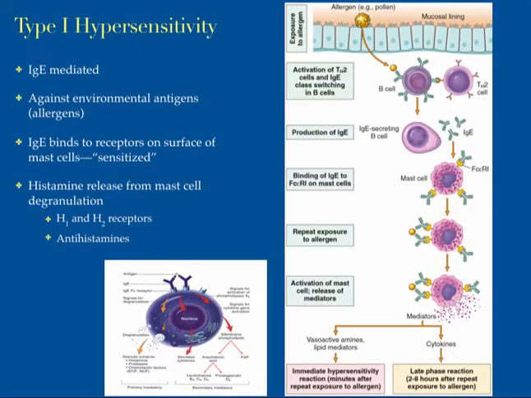Again, I just added these images because it kind of gives you a picture of what occurs here with exposure to allergen on the upper right. And that first exposure to allergen basically initiates that class switching of B cells. And remember when you think about class switching, that's where you develop a specific antibody against that antigen.